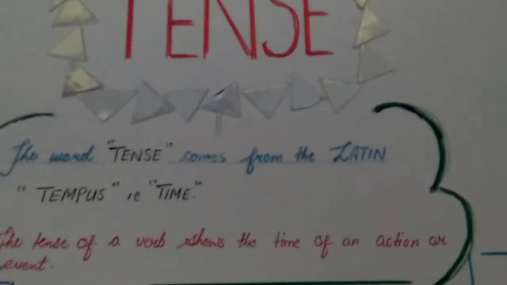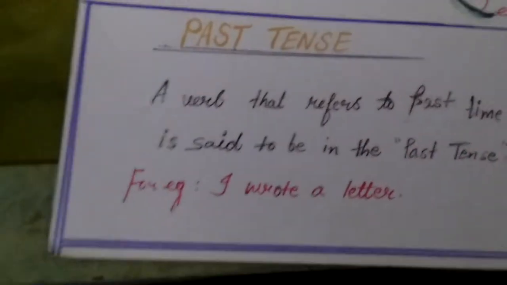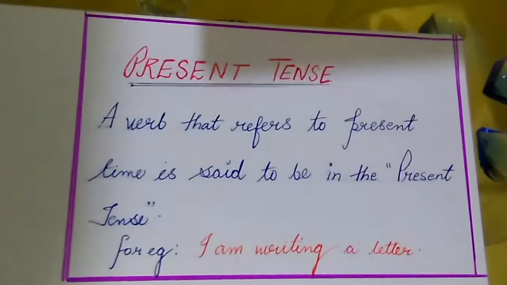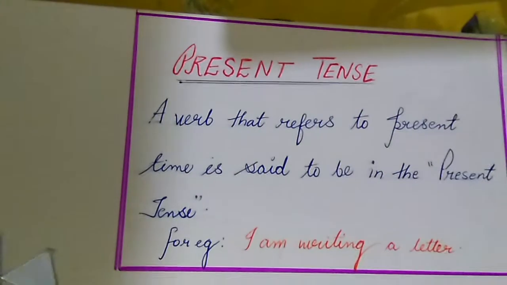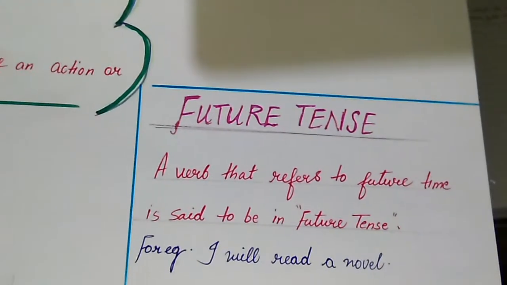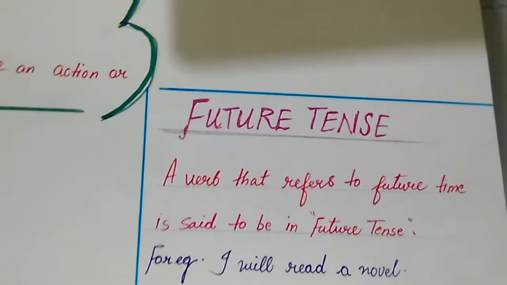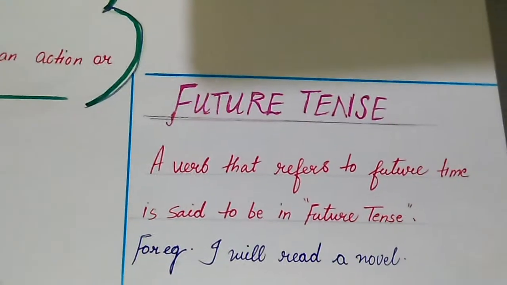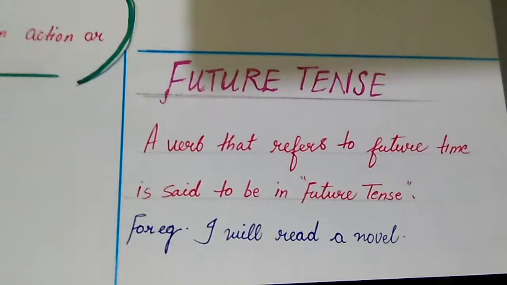And we focused about certain things, that a verb that refers to past time is said to be in past tense, and a verb that refers to present time is said to be in present tense, and if a verb refers to an action which is scheduled to happen in future time is said to be in future tense.